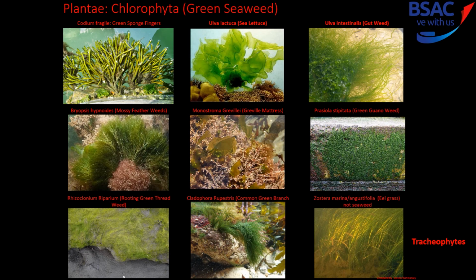Plant A, Chlorophyta. Chlorophyta, or green algae, are classified as plants. Their colour is due to the chlorophyll A and B, which are the same pigments as found in the land plants. Green algae range in size from microscopic species to macroscopic species, such as green sponge fingers, Codium fragile, which grows up to half a metre long.